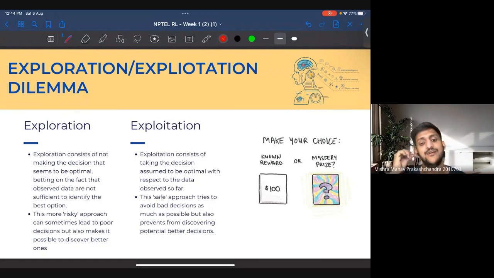So this is a more risky approach, because this can sometimes lead to poor decisions, because all explorations need not necessarily lead to a better outcome. There might be cases where some exploratory actions may lead to poor rewards, but it also makes it possible to discover better ones. And then the second aspect is known as exploitation. Exploitation is that whatever decision you have taken so far and whatever observation or data you have collected so far, you are content with that decision. And now you want to exploit that.